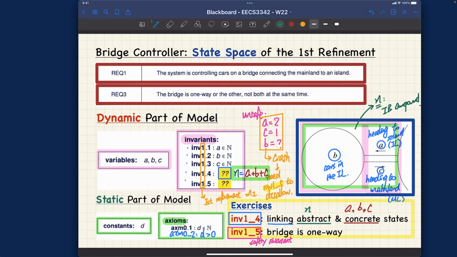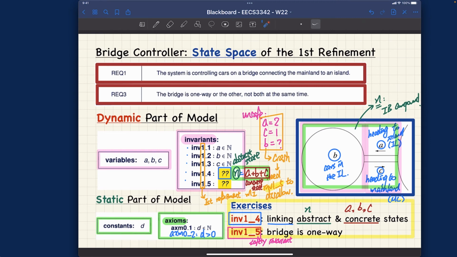You can think about the n over here as really about the abstract states, whereas the A, B, and C over here are the concrete states. Alright, so that's the first one. First exercise, did you get it right? I hope you did. Alright, second exercise over here.